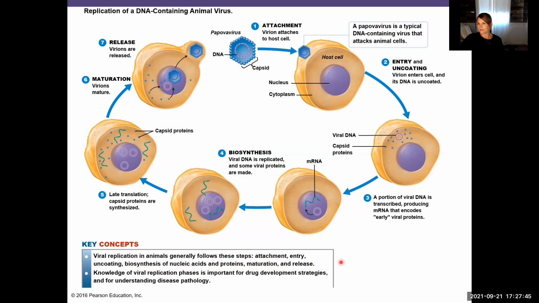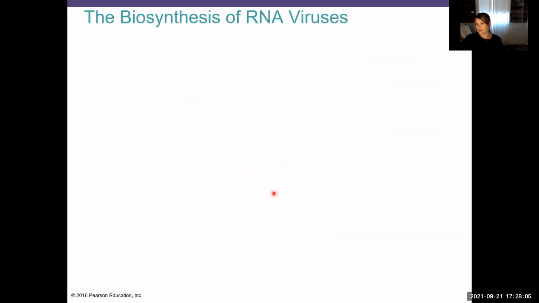Okay, so if we can block any of these steps with a drug, then we can find an effective antiviral, right? That's what this is talking about here. If we know how it replicates and we can block one of those steps, then we can stop the virus from replicating. Okay, so that's DNA viruses. It's the RNA viruses that are trickier.